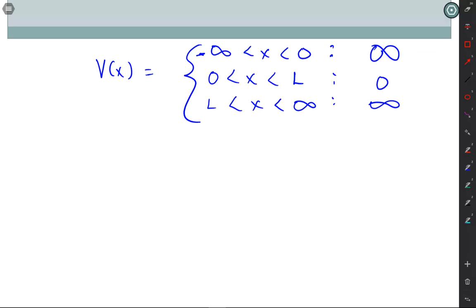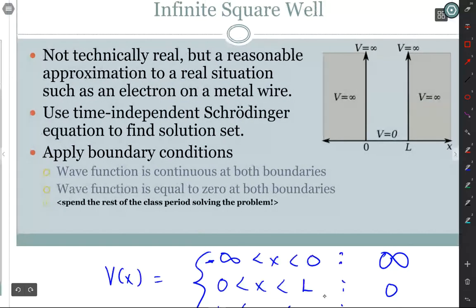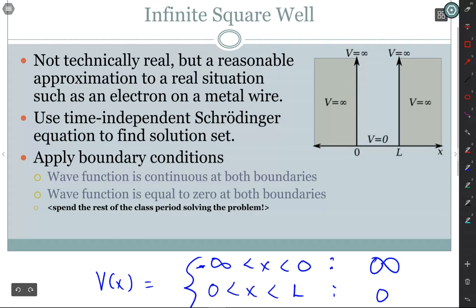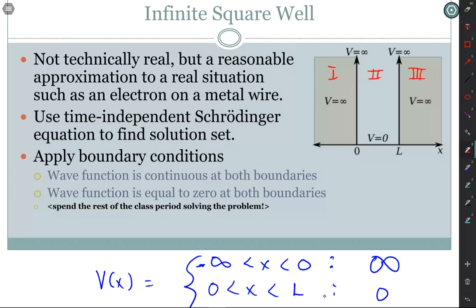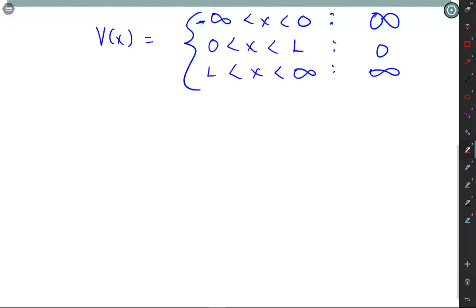So we start by saying, okay, we have three regions. I'll call them Roman numeral 1, Roman numeral 2, and Roman numeral 3. And we're going to look at the solution that we find in each of those regions. I think I told you before, Roman numeral 1 and Roman numeral 3, it's going to be 0. But we're going to actually look at what the equations would say.